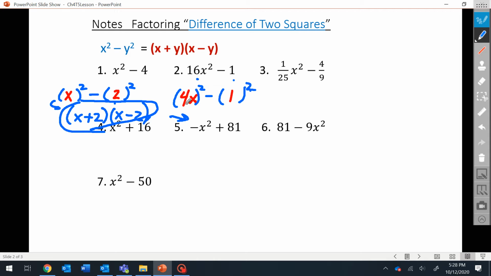So in this case, I would do this plus this for the first factor, 4x plus 1, and then this minus this for the second factor, 4x minus 1.